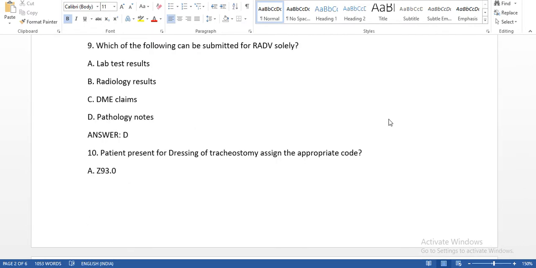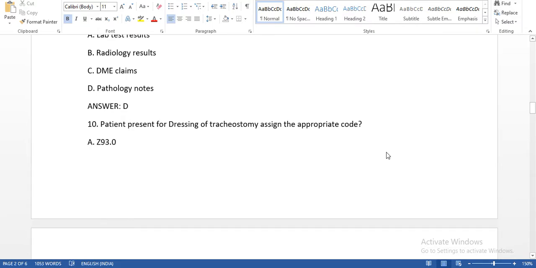9th question, which of the following can be submitted for RADV solely? A, lab test results, B, radiology results, C, DME claims, D, pathology notes. Here our answer is pathology notes, so we can give pathology notes for RADV purposes. So our answer is D here.